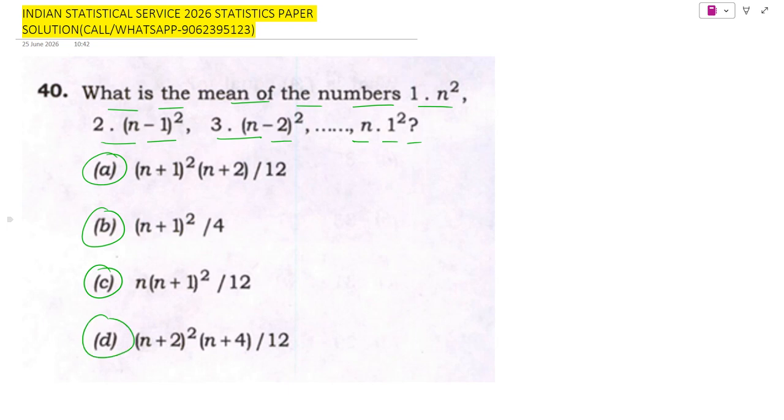Option number A says n plus 1 whole square into n plus 2 by 12. Option number B says n plus 1 whole square by 4. C says n into n plus 1 whole square by 12. And D says n plus 2 whole square into n plus 4 by 12.